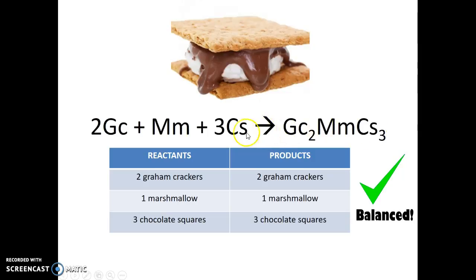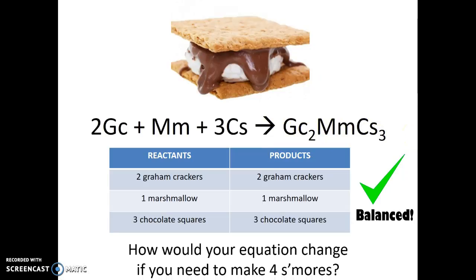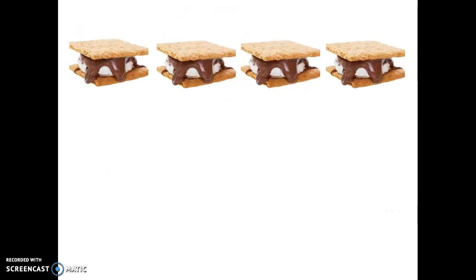Now notice it's like the fire drill. The kids were here and then they rearranged themselves and now they're over here in a different formation, but everyone's accounted for. Now, how would your equation change if you needed to make 4 s'mores? So you're sitting around the campfire with your friends and you need to make 4 s'mores. So go ahead and change your equation so you get 4 s'mores as your product.